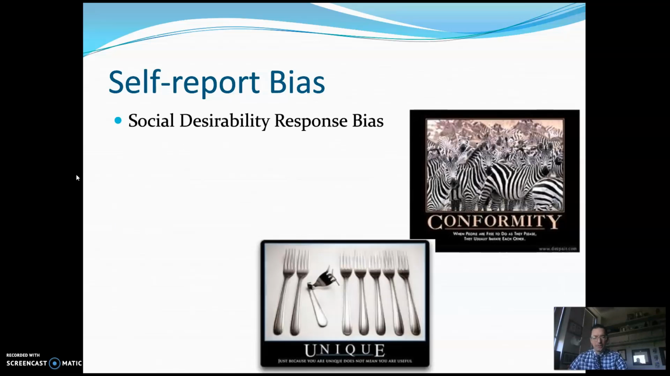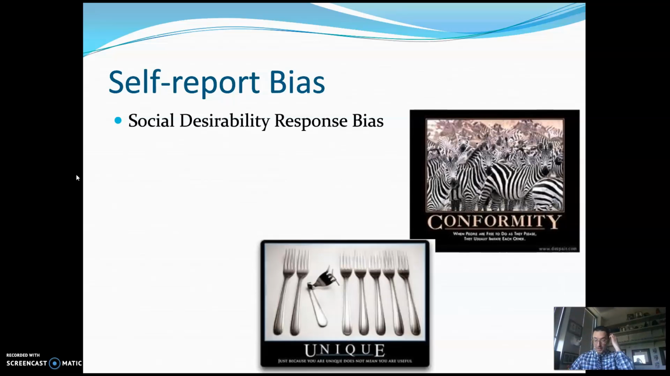So some issues with this. I'm going to throw self-report bias out there. If you're having participants fill out their own questionnaire, you are going to encounter what's called social desirability response bias. What this means is they might think about the answer they were going to give and judge whether or not they should give it based on how socially desirable or socially acceptable it is.